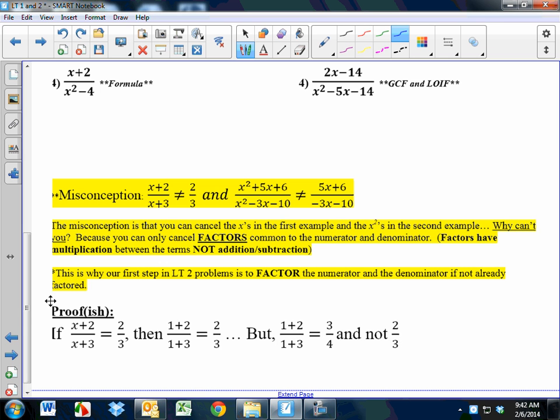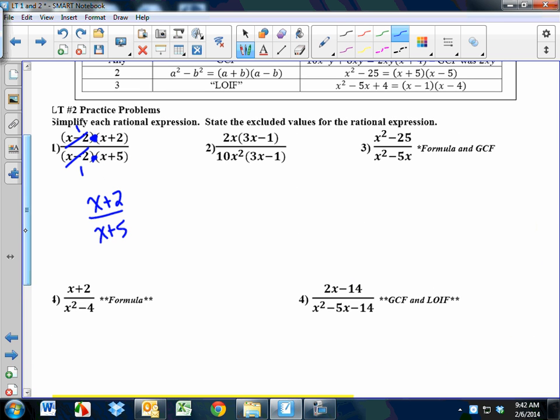All right, so I'll let you read through that, but you can't cancel the x here and the x there because they are not factors, they're terms. So number 2, I'm going to exaggerate the multiplication in number 2.